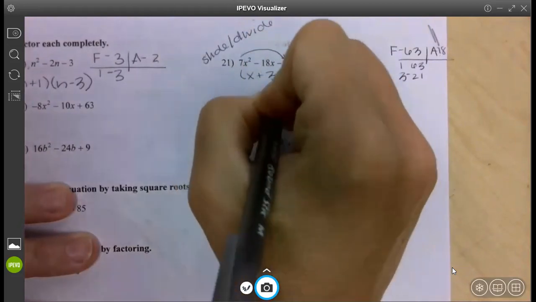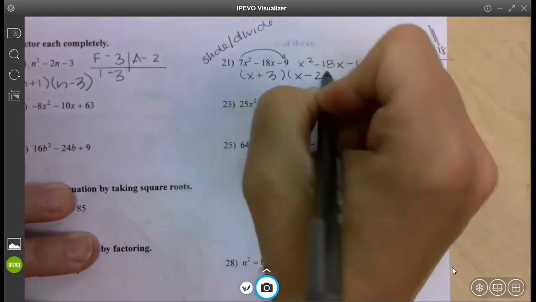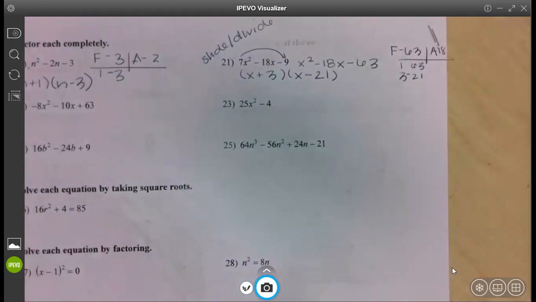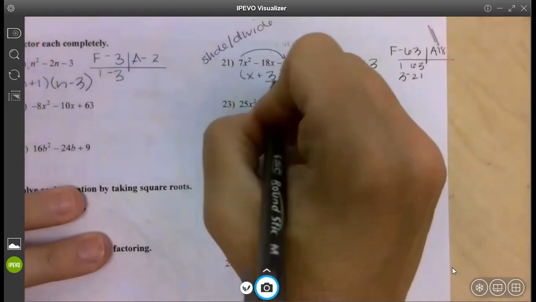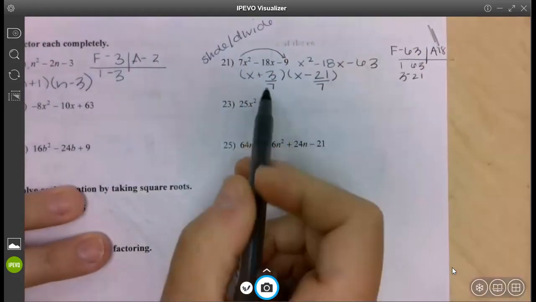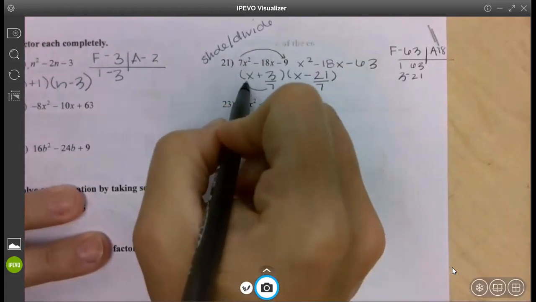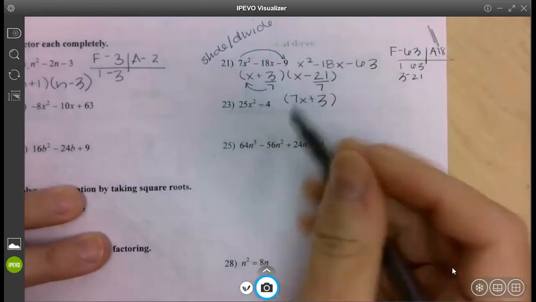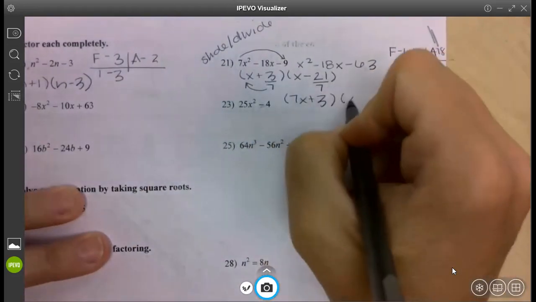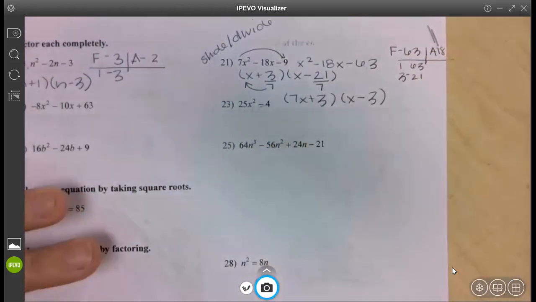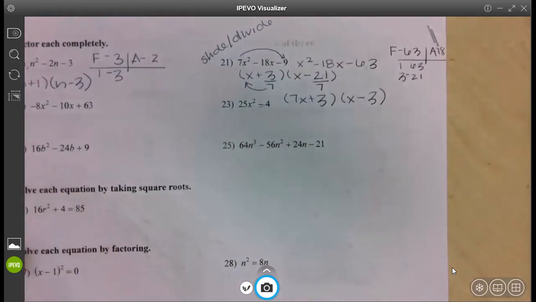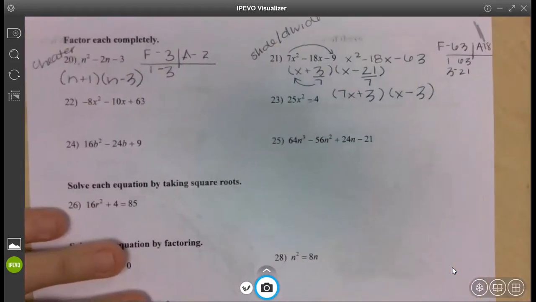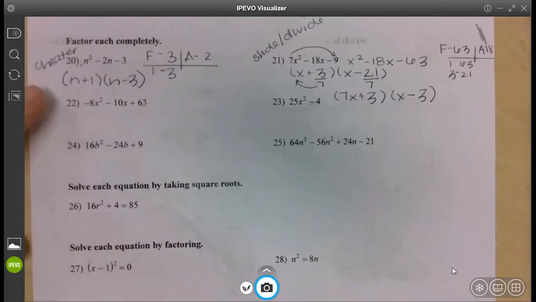So x and a +3, x and a -21. Don't forget I did slide, so I need to divide. This one won't work, so I do bottoms up, and my factor is 7x plus 3. On this one, 21 divided by 7 is just 3. Okay. You would do the same thing on 22.